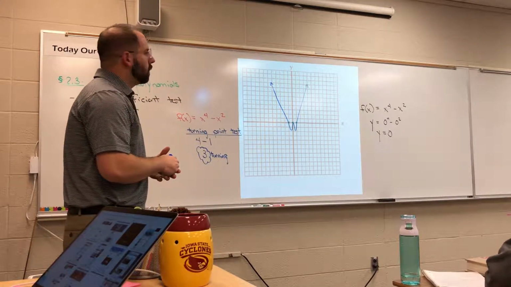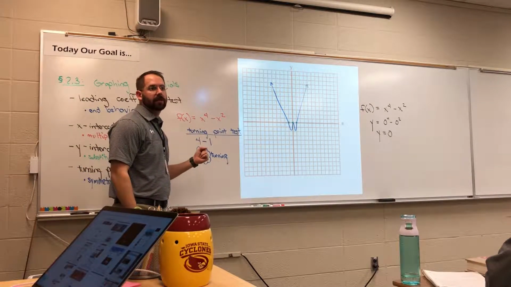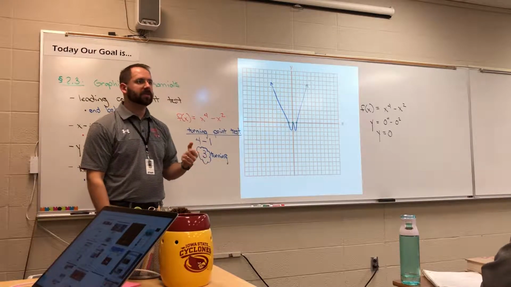You want to do that again? How do you get the 4 and the 1? 4 is the highest degree, and then you always take 1 off the highest degree. It's always just subtract 1. That's the turning point test.